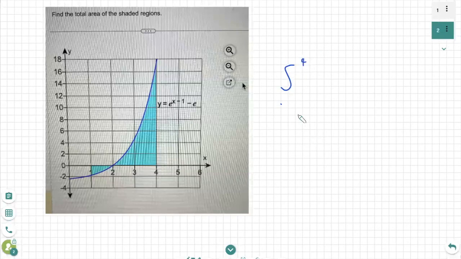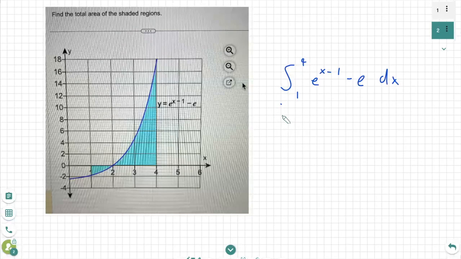Well, where does the area start? The shaded area starts at 1, right? So it should be from 1 to 4. Do you know what goes in the integral? The equation? Yeah, the function. Okay, so then this integral expression will tell us the area between the curve and the axis. Do you know how to evaluate this integral?